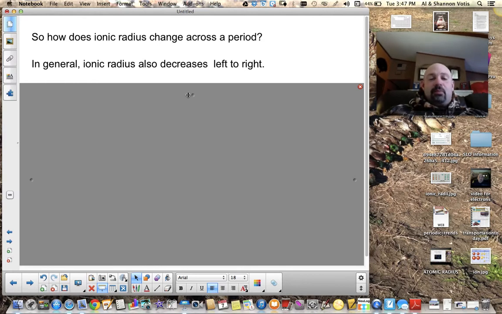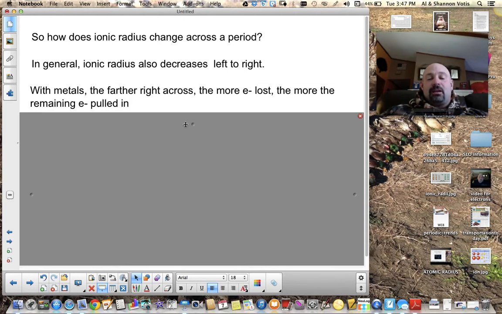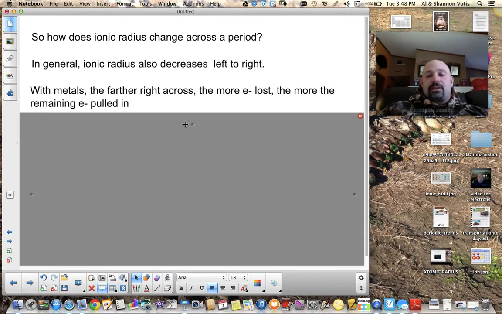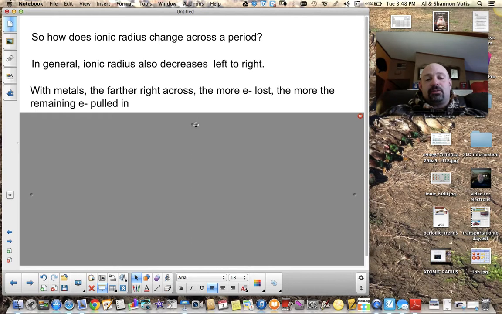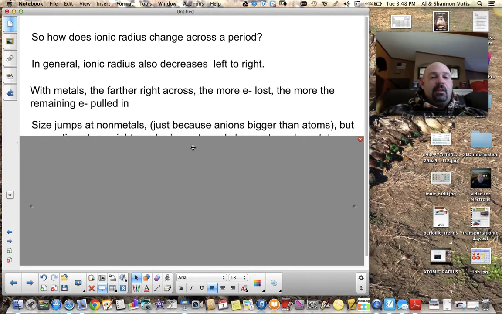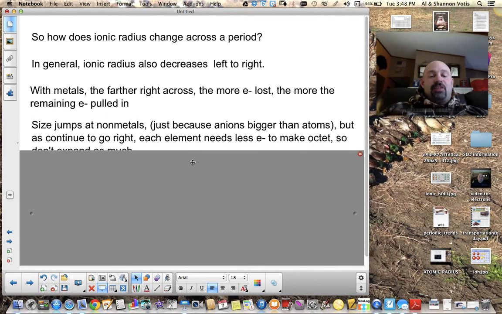Plus, if we take a closer look at the metals, the further right you go across the row, the more electrons are being lost. The more electrons are being lost, the bigger the ratio of positive charge to negative charge is, the more pull those electrons are feeling, the closer they get pulled into the nucleus. So the metals are getting smaller as you work across the table. So when we get to the nonmetals, then our sizes go up. So we're getting smaller, smaller, smaller, then bigger.